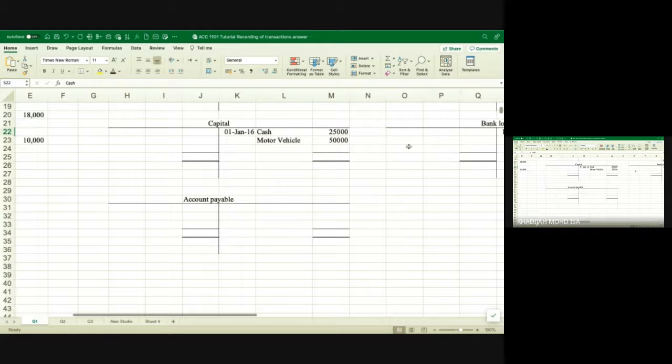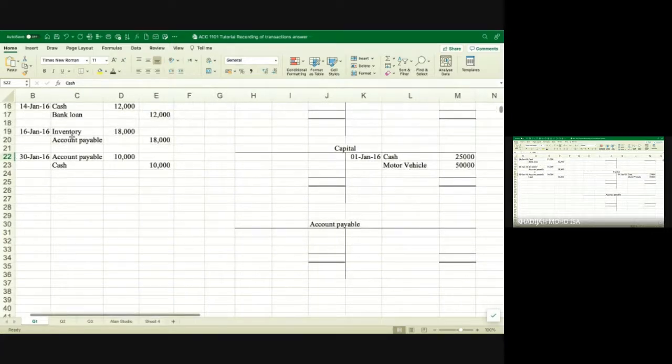So you know that from looking at the T accounts, you should know what are the double entries involved, right? And finally, then you have your inventory.